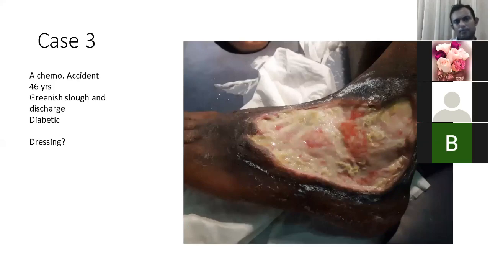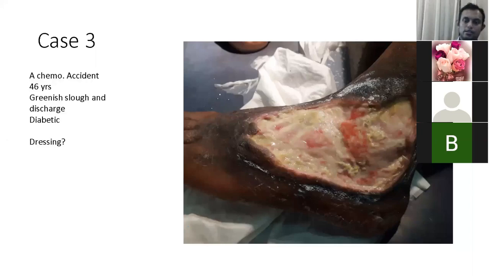Now this one. This was a 46-year-old teacher. This is, I think, the third time he came to me. I took this picture. The whole thing was a big plate of greenish slough, because somebody had done about 3 wound toilets, and that was the outcome. It was not healing for about 2 months. This was a chemo accident.